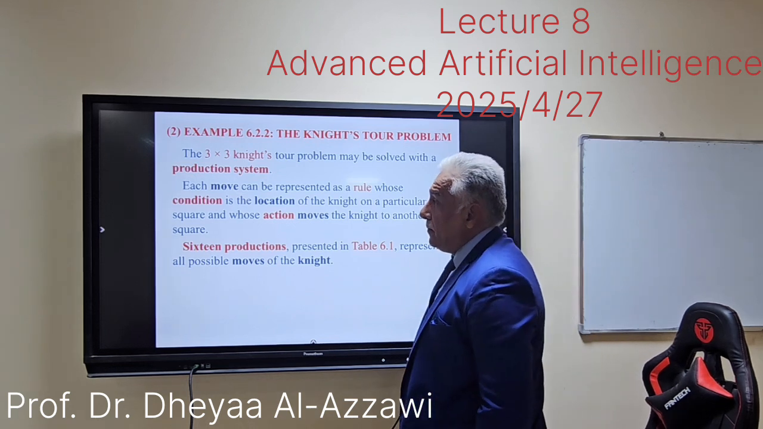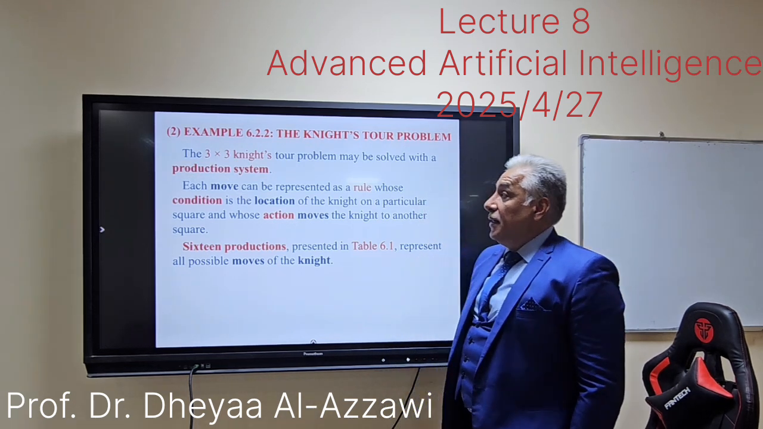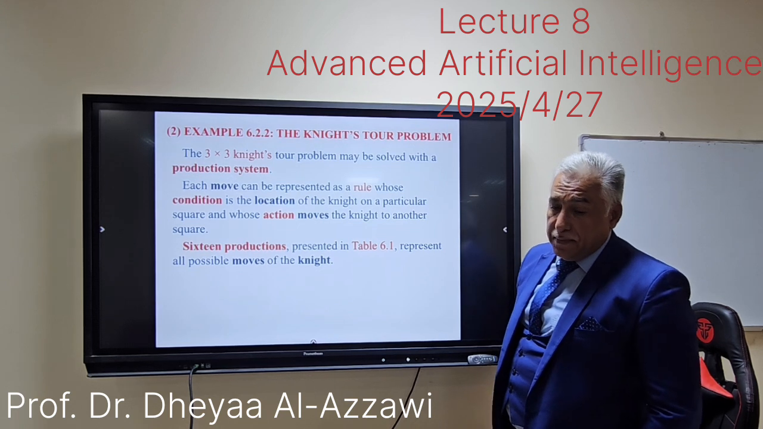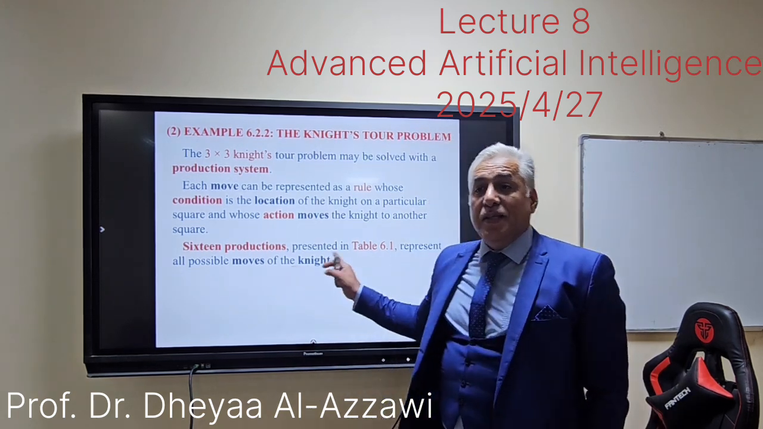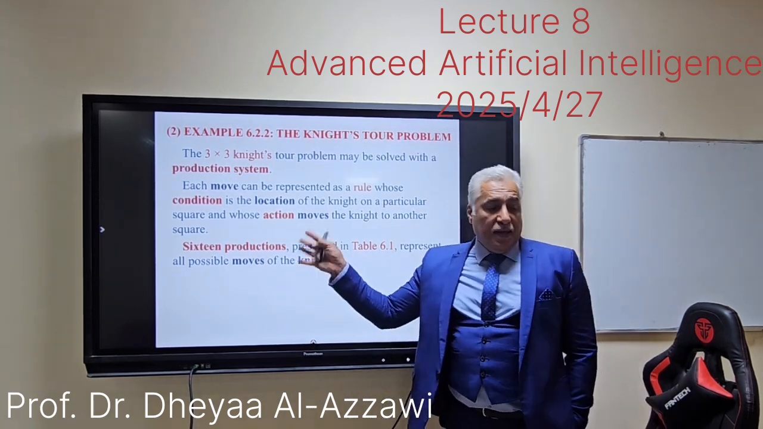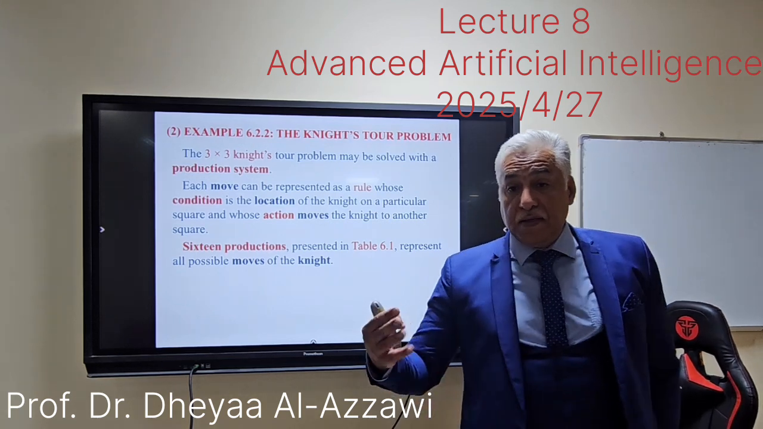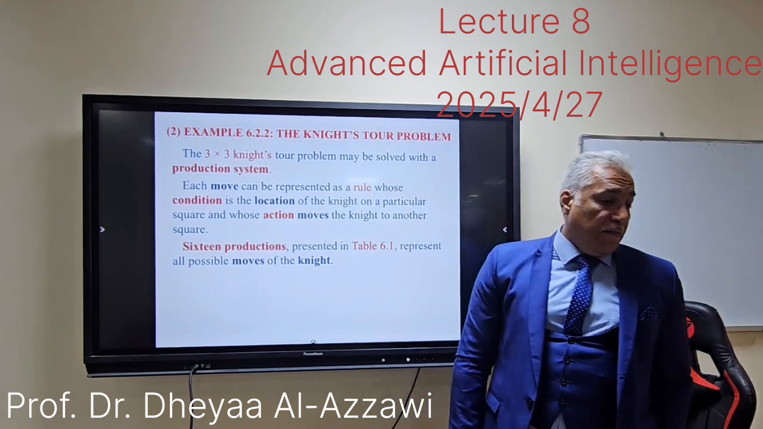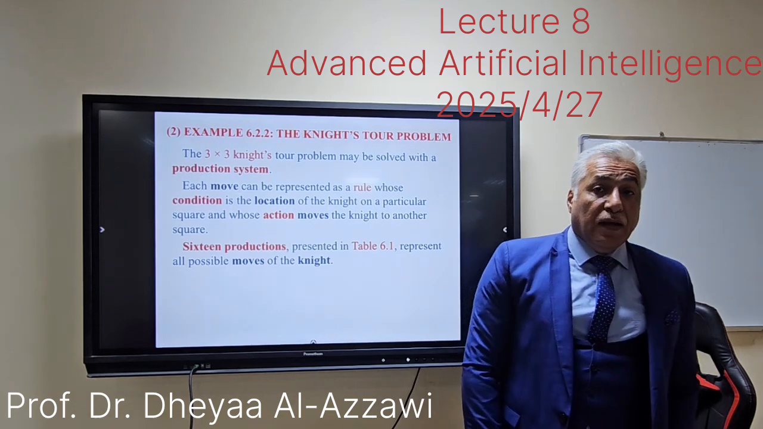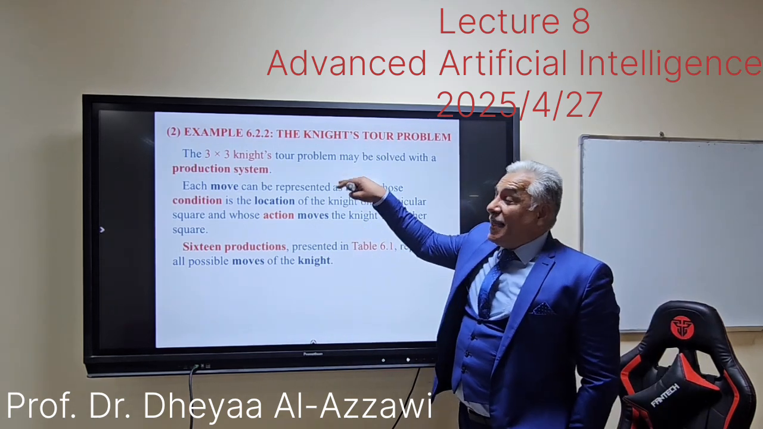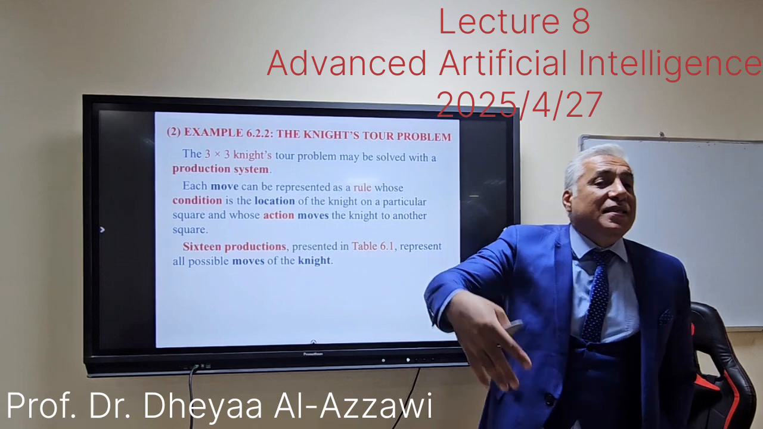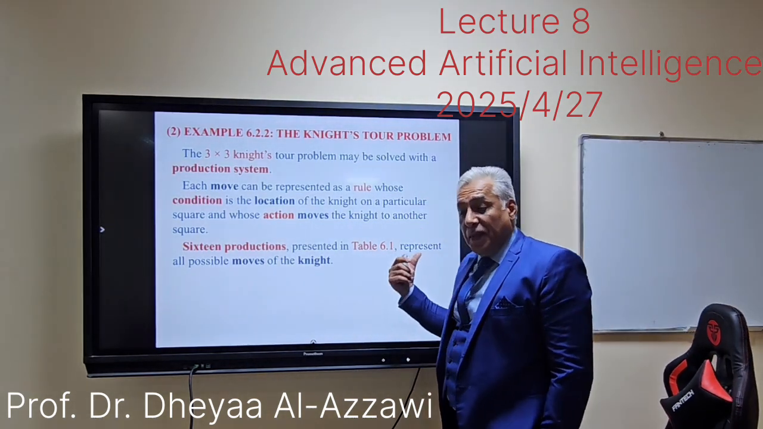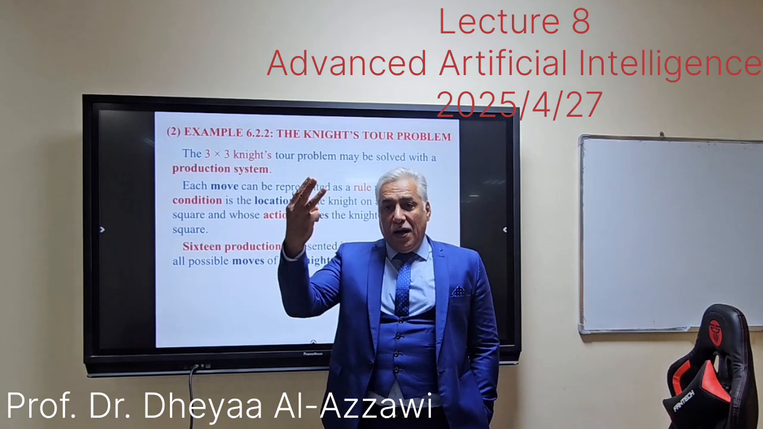Now the three knight sword problem may be solved with the production system. We will implement this in the production system, because we maybe discussed the production system in the first lecture. Now we implement this example by using the production system.